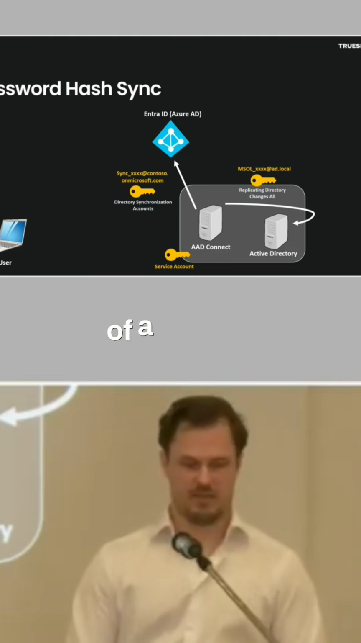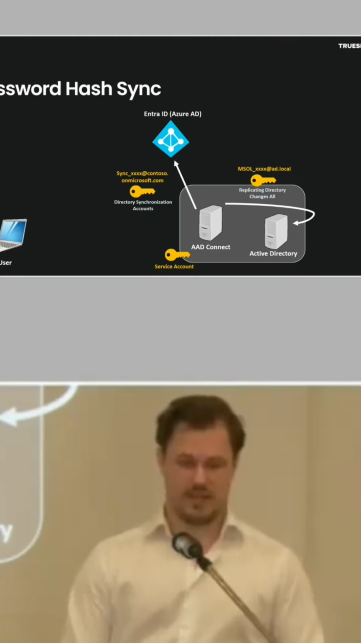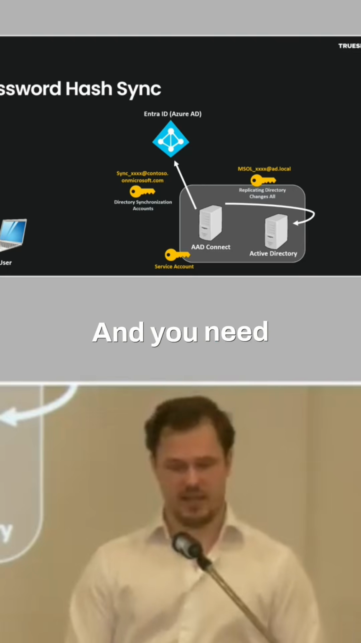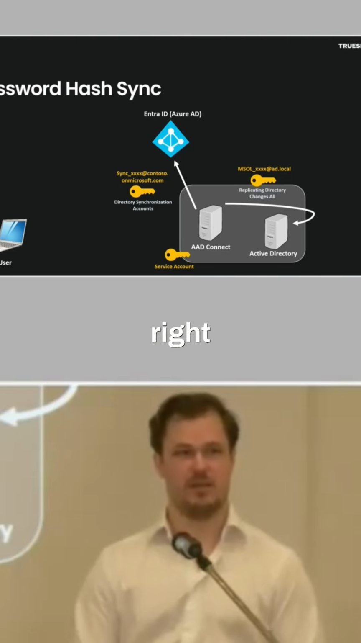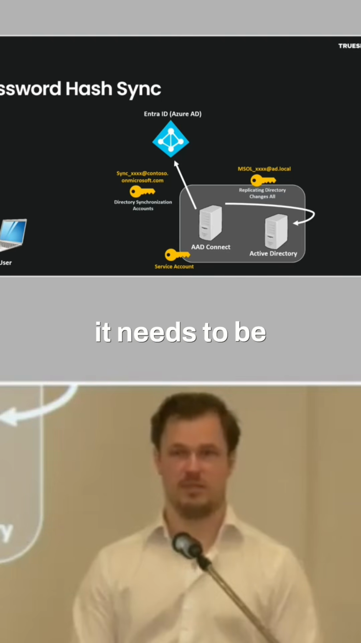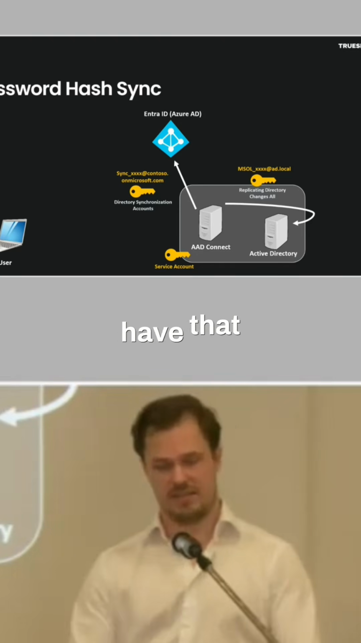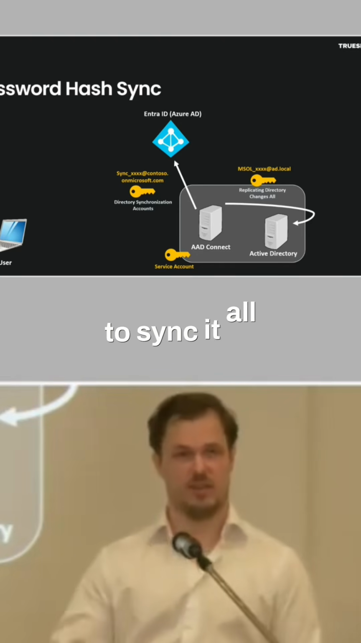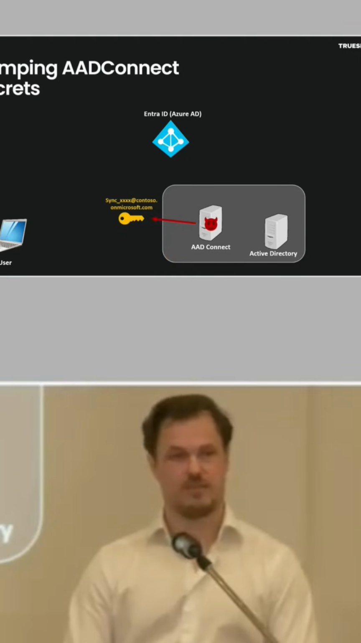You need some kind of a service account, which is going to be relevant soon, but the actual account that is running the service. And you need an account in Azure which is able to write the hash for users, right? It needs to be able to create users. It needs to be able to do quite a lot of interesting stuff. Because if it doesn't have those permissions, then it's not able to sync it all the time, right? So what happens if someone steals that sync secret? That's not a great situation, right?